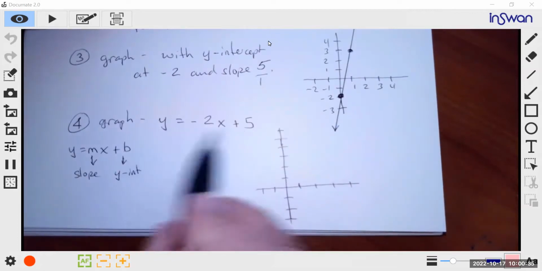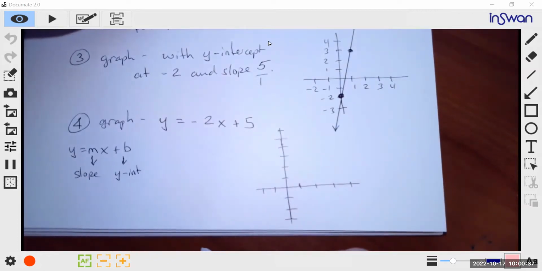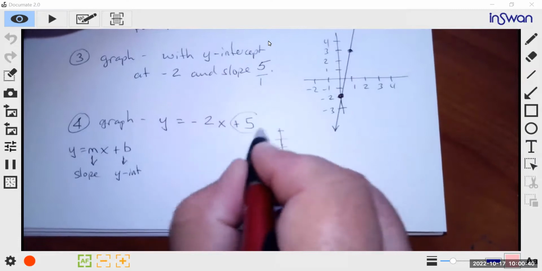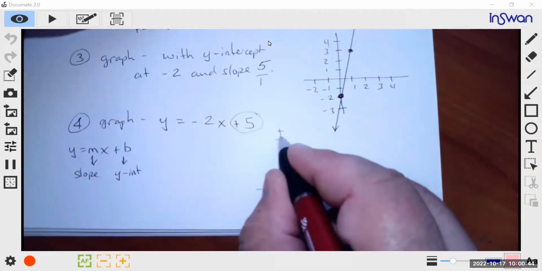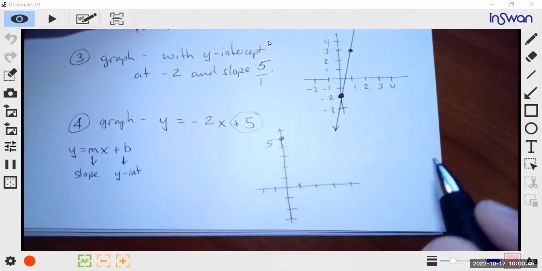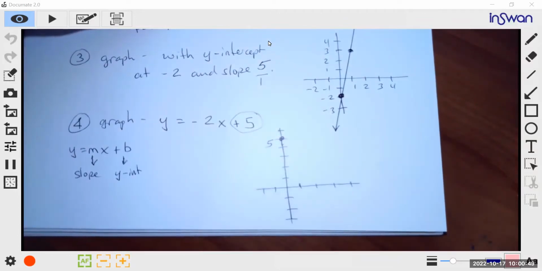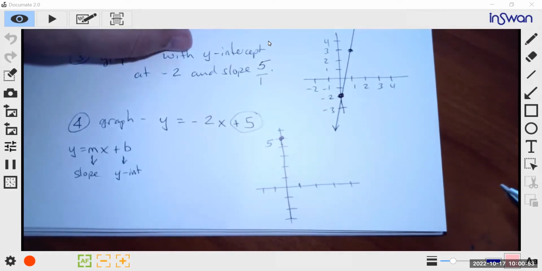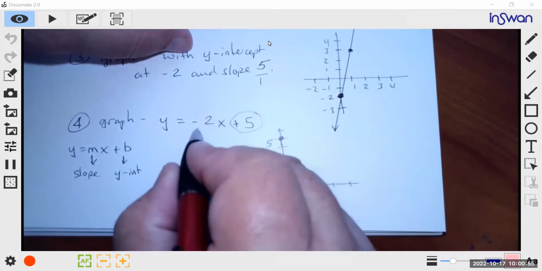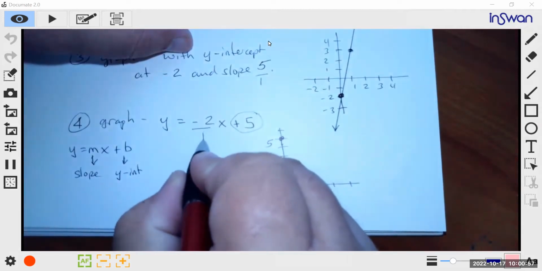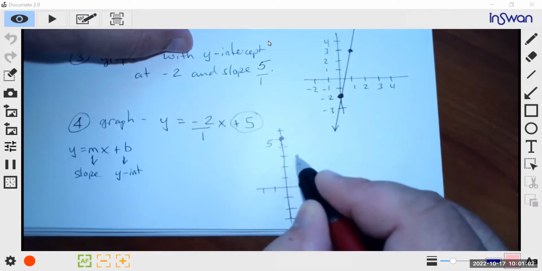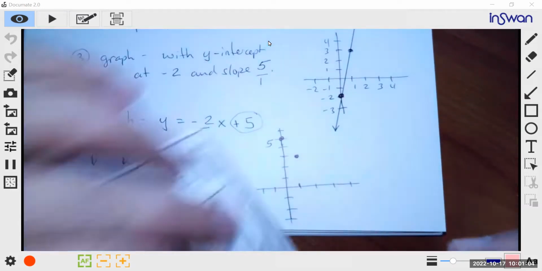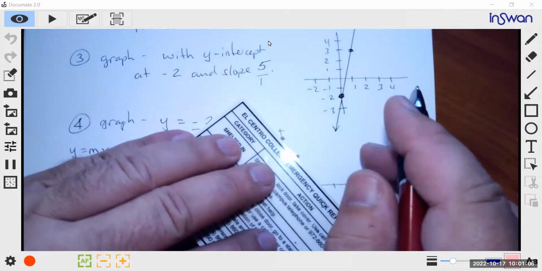So if I give you the equation in slope-intercept form, always plot the point first. Plot the y-intercept, whatever that is. 1, 2, 3, 4, 5. From that point, follow the slope. The slope is -2, so it's -2 over 1. Down 2 over 1, to your next dot, and connect the dots and you're done.